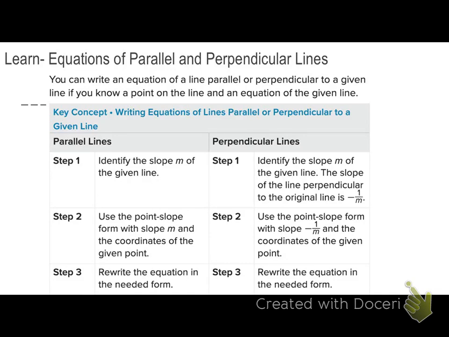Once again, we'll have a point and a slope at that point. So we're going to use point slope form to plug in to get an equation. Step 3, once again, rewrite the equation in whatever form it asks you for your answer. Once again, that could be point slope, slope intercept, or standard form.